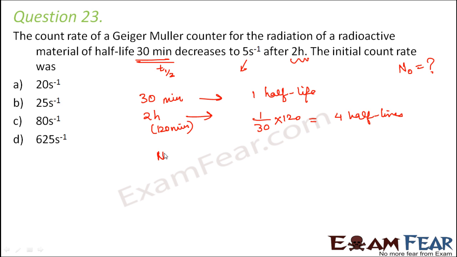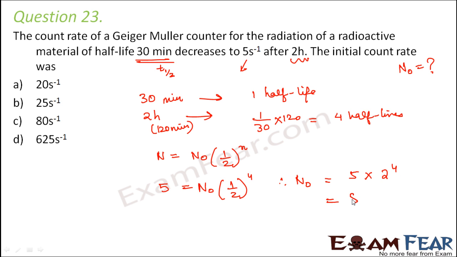Right? Now we know that N is equal to N naught into 1 by 2 to the power n. So n is equal to 4. And what is this capital N? Capital N is equal to 5 per second. So 5 is equal to N naught into 1 by 2 to the power 4. Therefore N naught is equal to 5 into 2 to the power 4, so 5 into 16, which is equal to 80 per second. So that's option C.